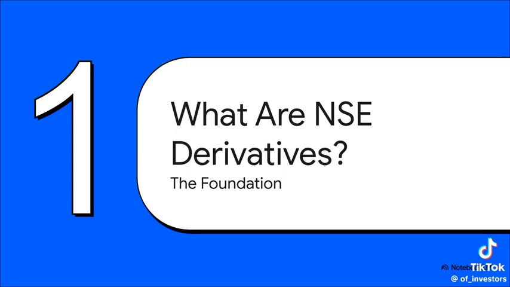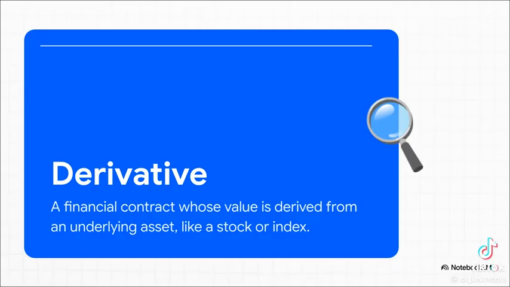All right, first things first, we've got to build a solid foundation. Before we can even think about trading derivatives, we really need to get our heads around what they actually are. So at its core, a derivative isn't the actual thing itself. You're not buying a piece of Safaricom, for example. Instead, it's a financial contract that gets its value from something else, an underlying asset. Think of it like a bet on the price of Safaricom stock, or the movement of the entire NSE 25 index. It's all about trading the movements, not owning the asset.